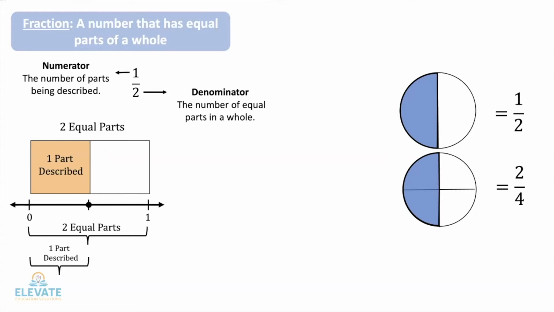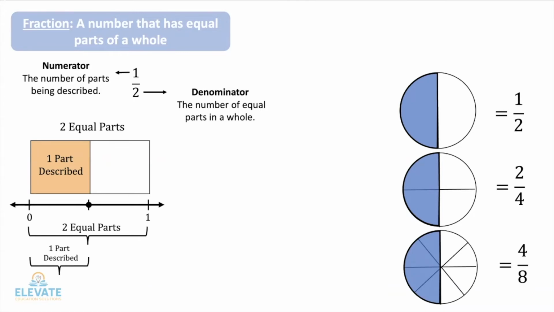Let's look at the third model. What fraction do you think represents the third model? If you stated that 4/8 is the correct fraction, then you are correct. The reason why 4/8 is the correct answer is because there are 8 equal parts in the whole. 4 of the parts are shaded.